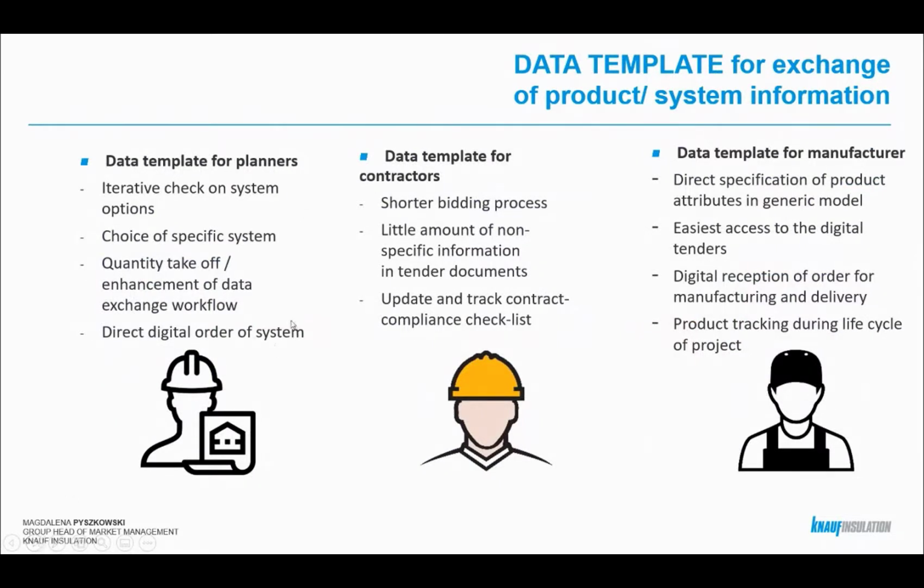So of course we understand this data template needs. We understand also that there are a lot of benefits. I just listed some of them. For example, for planners, it will allow an iterative check of the system options. It will allow also to choose the specific system, so we can go from the generic to the specific one. It will allow, among others, the direct digital order of the building system. For the contractors, it will be a shorter bidding process, a small amount of non-specific information in tender documentation, and updated and tracked contractor compliance checklists.